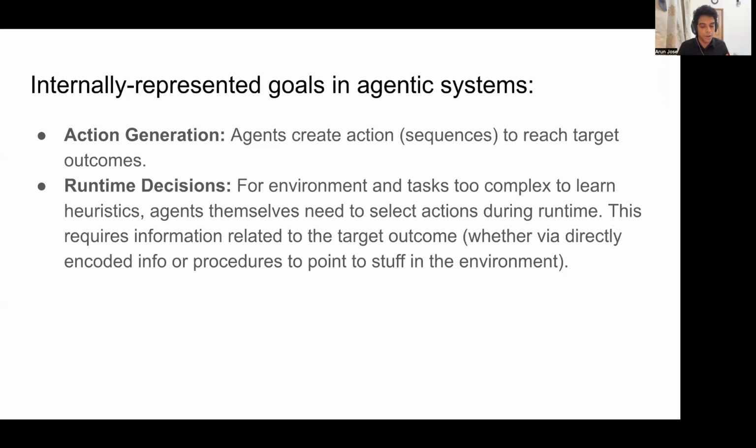And the agent needs information on how to target that optimization power, and this has to be information related to the target outcome, however it manages to specify the target. Importantly, this could be either directly encoded information about what the target is, or some kind of sparsely represented information in terms of procedures that, during runtime, procedurally pick out things from the environment and say, now do these things in terms of what your cognition should be targeted at. Point being that information related to the target outcome has to exist within the model if you want the agent to apply optimization power there. And that's the kind of information we care about.